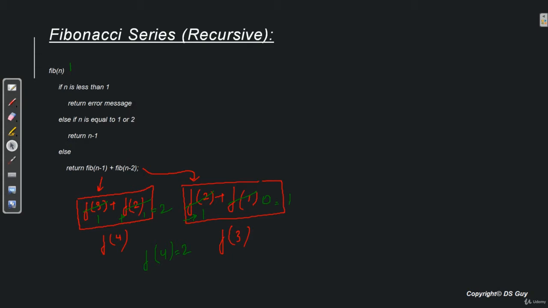I hope you have understood how to find out a Fibonacci series number using recursive method. So with that, we have successfully solved both the mathematical problems of factorial and Fibonacci using recursive method. Now in the next video, let's talk about some of the common properties of recursive method.